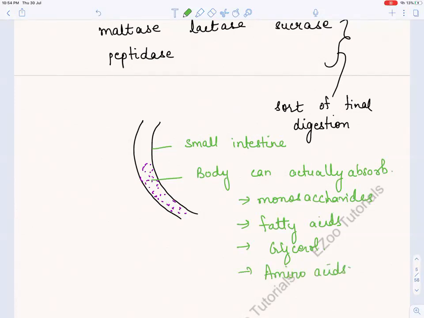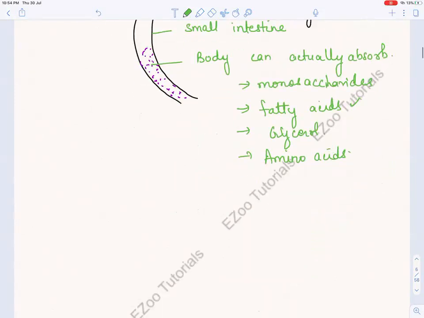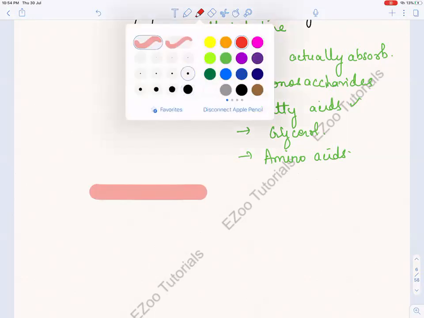So what will actually happen? The absorption of fatty acids is very interesting. Okay, so what will actually happen? Suppose this is the bloodstream, and this is the lymphatic vessel.